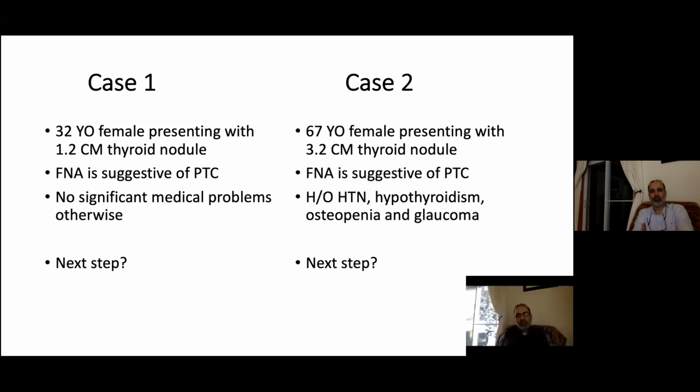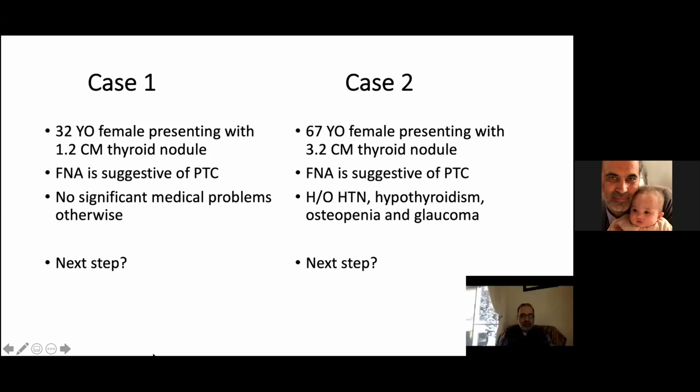And the second case is a 67-year-old female, and she presented with a larger 3.2 centimeter nodule. Again, fine needle aspiration biopsy was suggestive of papillary thyroid cancer. She has a history of high blood pressure, underactive thyroid, bone problems, and glaucoma. And how would you approach this case?